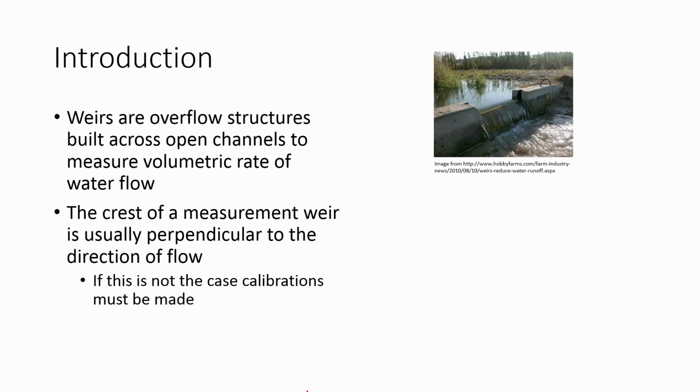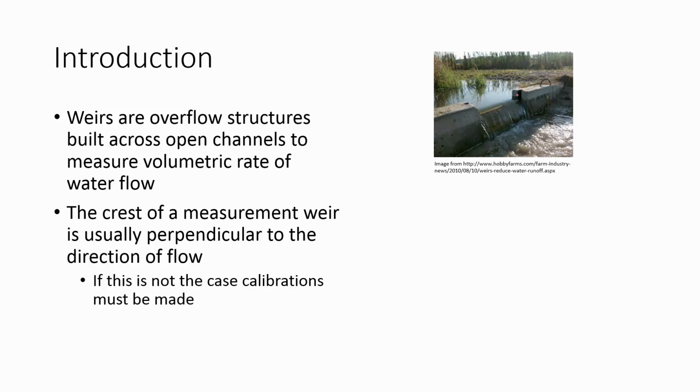Weirs are not a new thing. If you look at this, Weir Experiments, Coefficients, and Formula, this is from 1907. So weirs have been used for a long, long time, and there are still a few people doing research with them. So what are weirs? Weirs are overflow structures built across open channels to measure the volumetric rate of water.